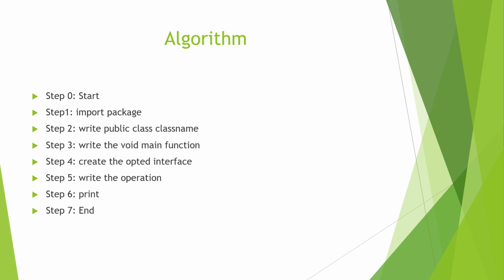So this algorithm is also similar to the hash set algorithm. First we have to import packages, then we have to write the public class name, then the void function. After that we will create the interface, and then we will write the basic operation, print, and then the end of the execution.